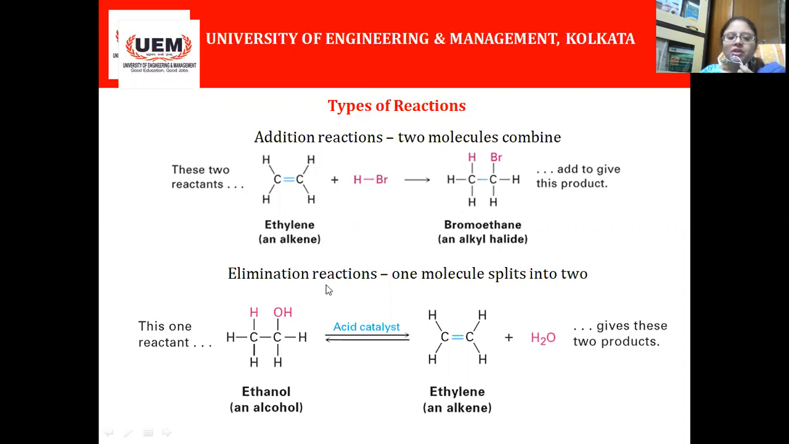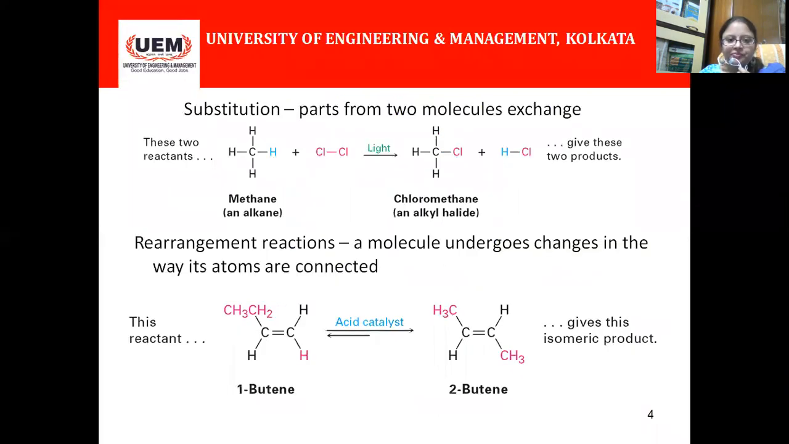So component A adds with component B and it is giving an addition product. Now next is elimination reaction. If you take ethanol and it undergoes acid catalysis, then it will form an alkene. That is, from a single bond you are converting to a double bonded compound, and in the course of the reaction you are eliminating some part of it. That is, a water molecule is eliminated here. So it is called elimination reaction.